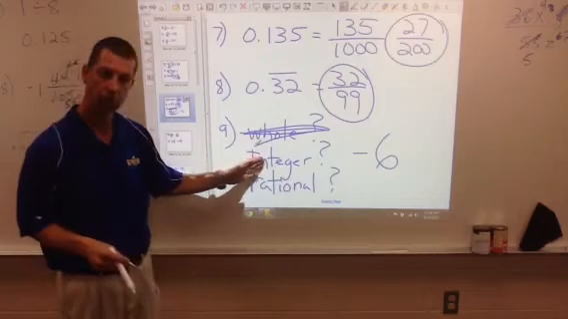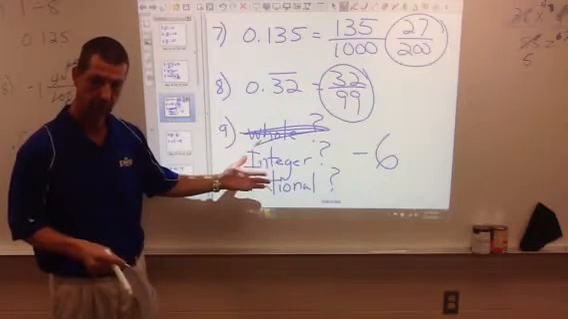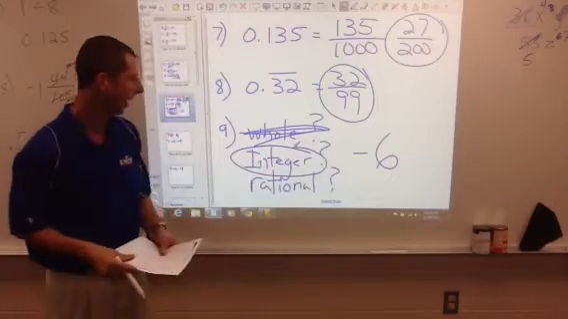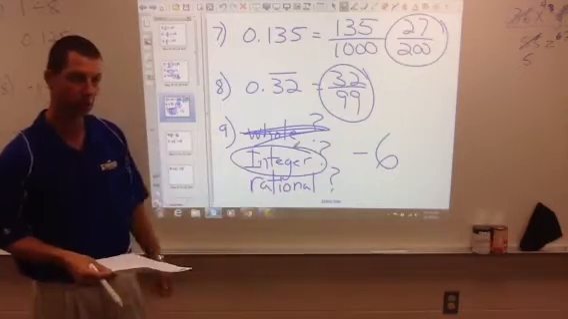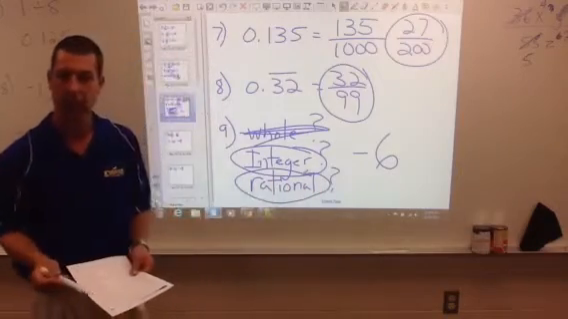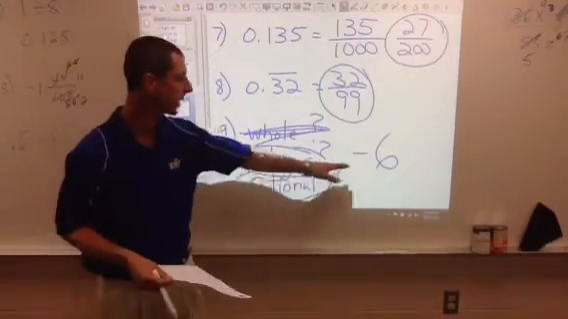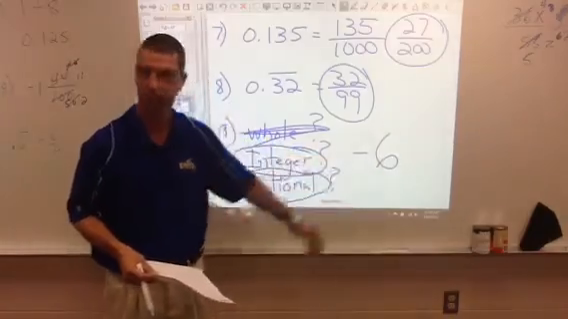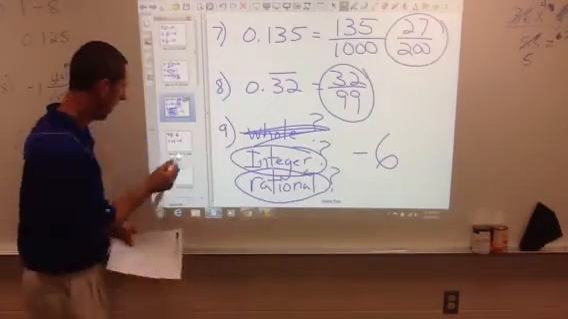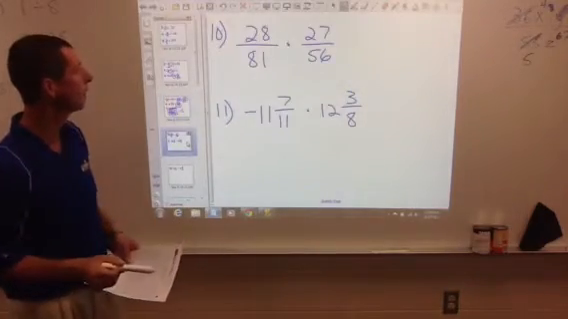Integers are all the whole numbers and their opposites. So it would be an integer, and it's also a rational number. A rational number is any number that can be written as a fraction. We can write negative 6 as a fraction by putting negative 6 over 1. Now let's go on to number 10.